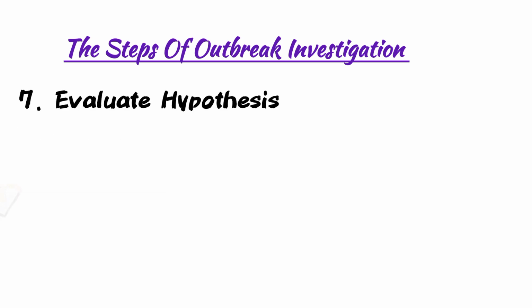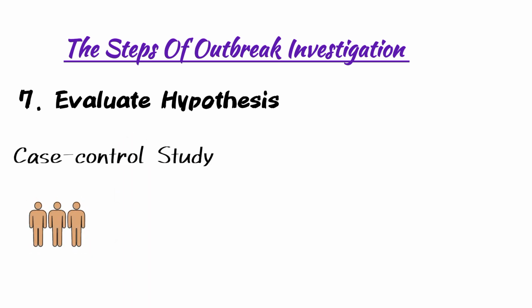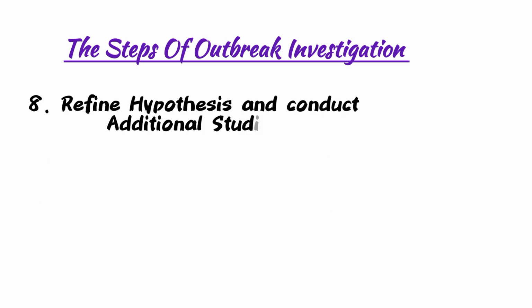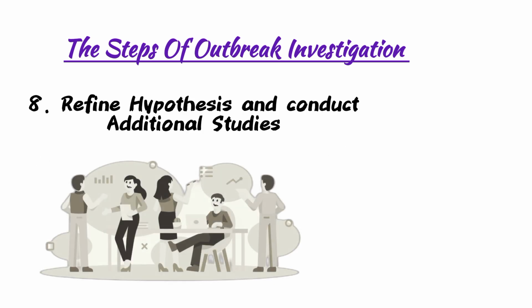The next step is to evaluate hypotheses. Now we can test our guess using studies such as case control studies that compare those who are sick with those who are not. We can also use cohort studies that follow up a group to see who develops the illness. If the data supports the hypothesis, we are closer to solving the outbreak. Refine the hypothesis and conduct additional studies. If the first hypothesis is wrong, then we refine it and test again until we find the true source.